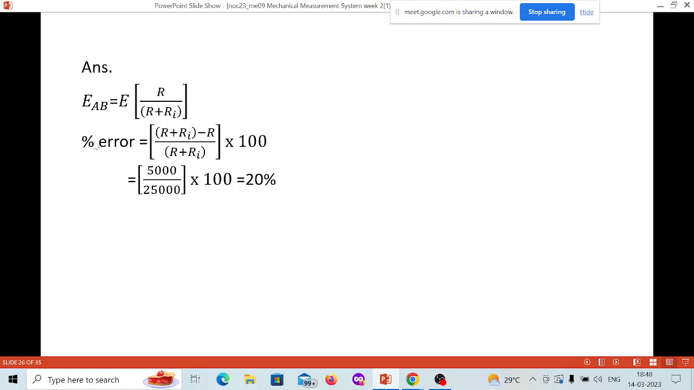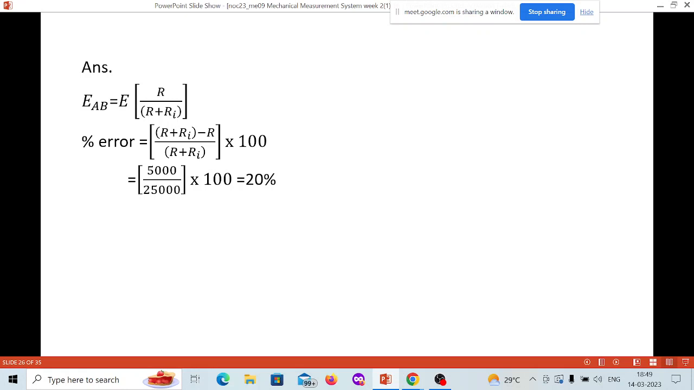So the error in this measurement is 1 minus E, or you can say the measured E minus EAB, divided by E. Or you can say 1 minus EAB by E, into 100. So delta, the difference in the voltage, of the actual voltage which I measured is E. So E minus EAB, EAB is the internal voltage of the terminal, and divide by E. So that is the percentage error of the measurement of the internal voltage.